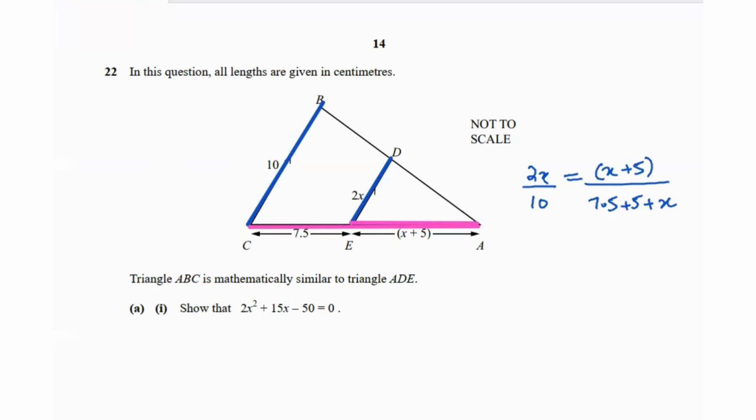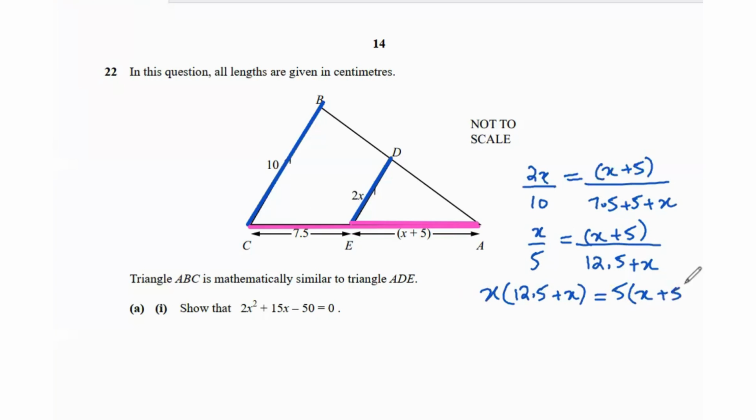So what we will do over here is simplify this first. That's x over 5 equals x plus 5 over 12.5 plus x. Cross multiply to get rid of the fractions: x times 12.5 plus x equals 5 times x plus 5. So that's 12.5x plus x squared equals 5x plus 25.